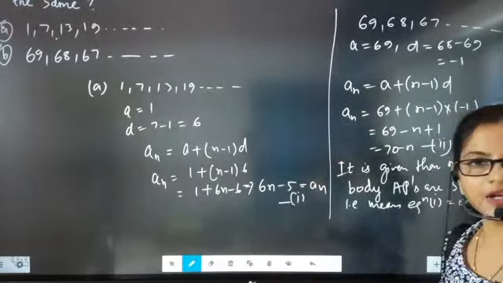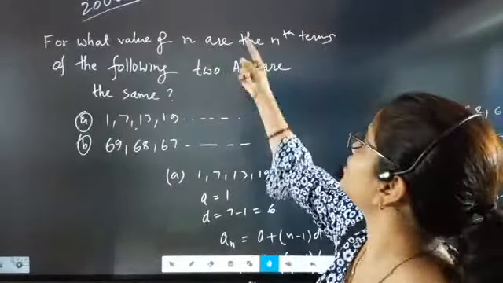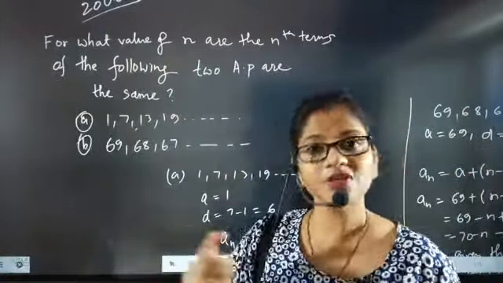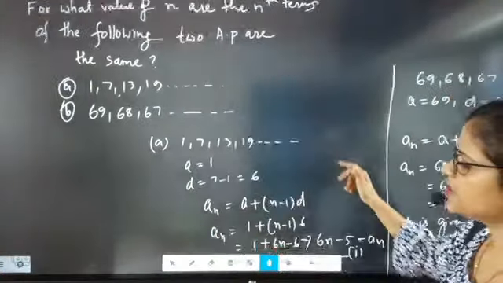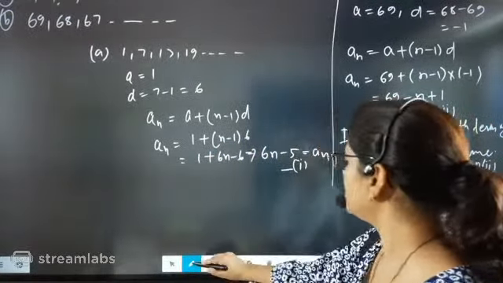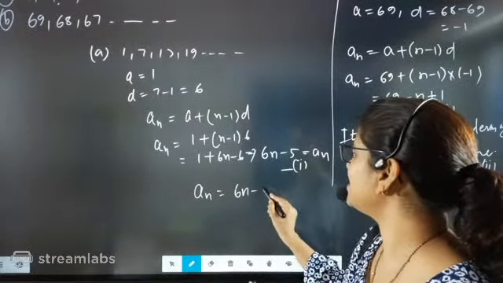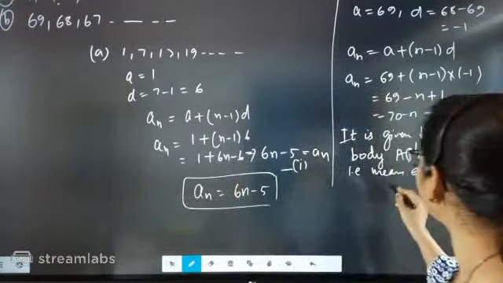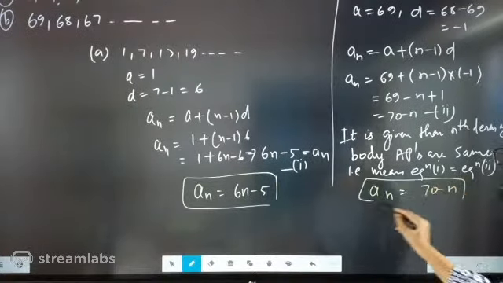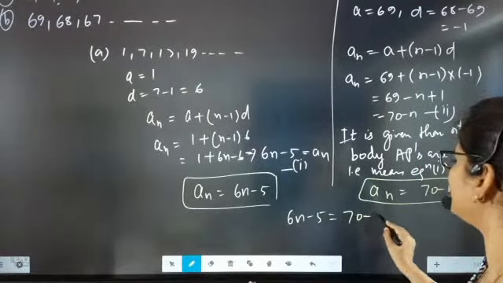That means what, beta? If you read out the question: for what value of n are the nth terms of two APs the same? So the nth term is the same. What is the nth term? The nth term is an. Here the nth term is exactly 6n minus 5. And here an is exactly equal to 70 minus n, and they told that both are equal. That means 6n minus 5 will be equal to 70 minus n.